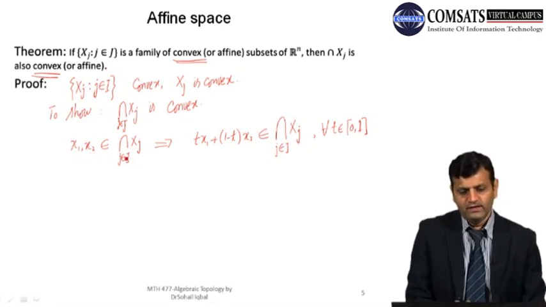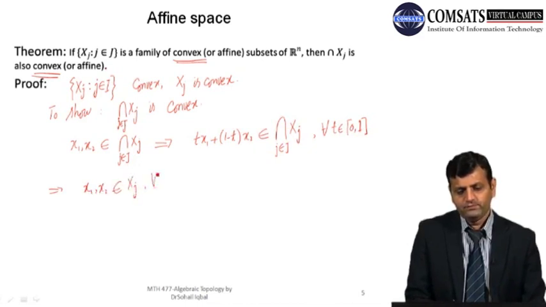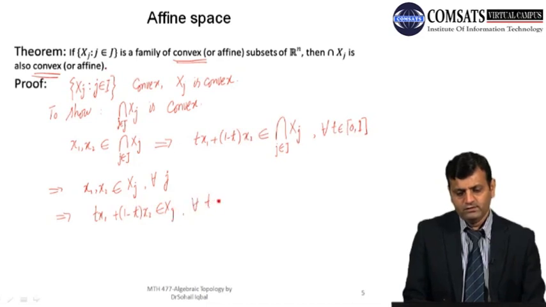Okay, so since x1 and x2 belong to the intersection, this implies x1, x2 belong to Xj for all j. For each and every value of j, x1, x2 belong to Xj. So since Xj is convex, this implies tx1 plus (1 minus t)x2 belongs to Xj for all t in [0, 1], and for every j, these points of the line segment joining x1 and x2 belong to Xj.